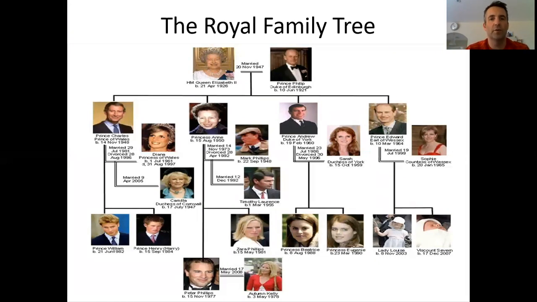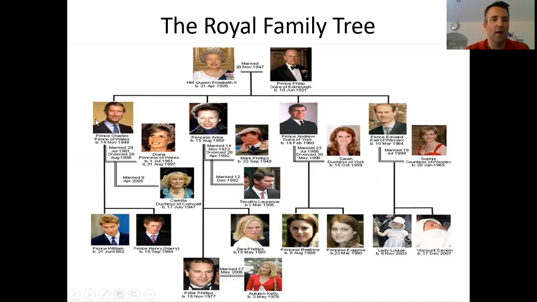So here's Queen Elizabeth, and she is married to Prince Philip. So there's a line joining the two of them there. Those two are married, and they had 4 children. So we follow the line down, and there's 1, 2, 3, 4 children who are all on the same line. And the Queen's children are Prince Charles, Princess Anne, Prince Andrew, and Prince Edward. So those are the 4 children of Queen Elizabeth and Prince Philip.